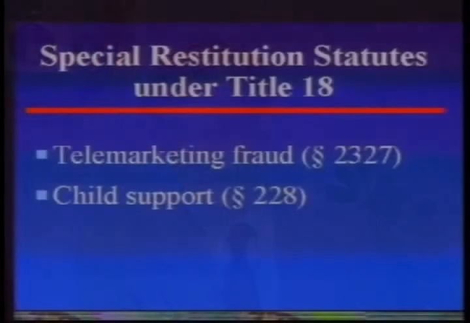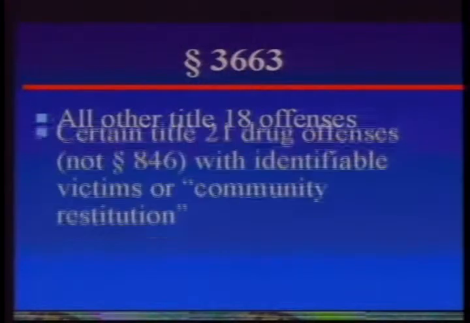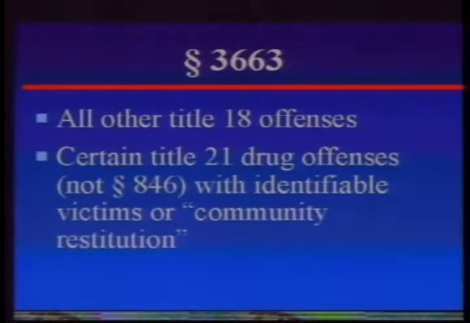Now, the statutes that provide for discretionary restitution are as follows. 3663, and as a condition of probation or supervised release, and that's under 3563 and 3583. Now, as far as 3563 is concerned, here's what's covered there. All other Title 18 offenses. That means all other Title 18 offenses that weren't covered under mandatory restitution. Certain Title 21 drug offenses with identifiable victims, and also certain Title 21 drug offenses without identifiable victims, which is often referred to as community restitution. And certain Title 49 air piracy offenses.